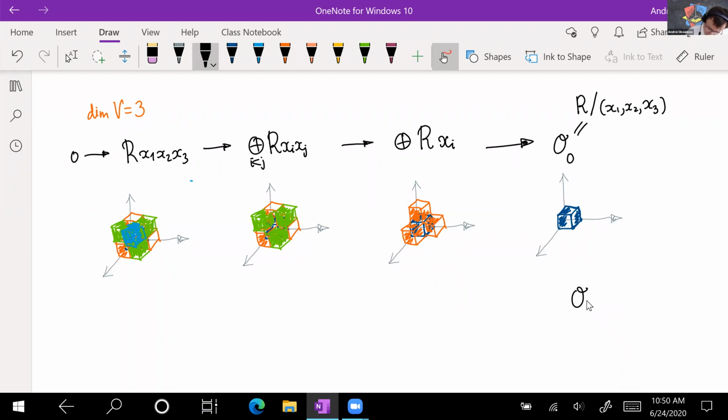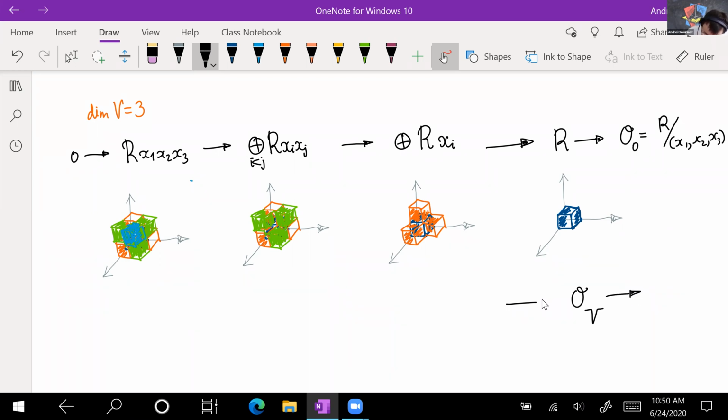sorry, I apologize. This is my R, and it maps to the structure sheaf of the origin. So R mod the ideal of x1, x2, x3. And so in the GL-equivariant way, it's the structure sheaf of my variety V.